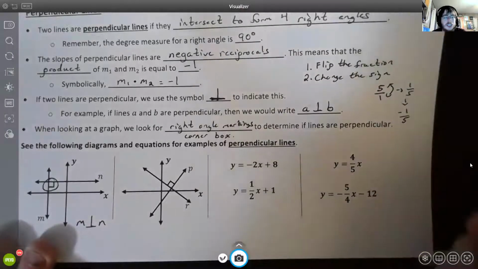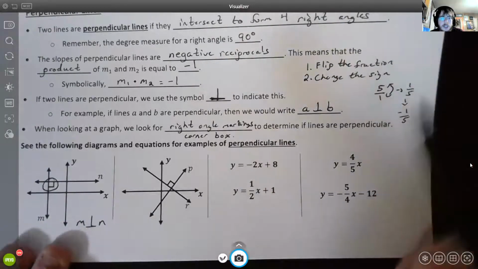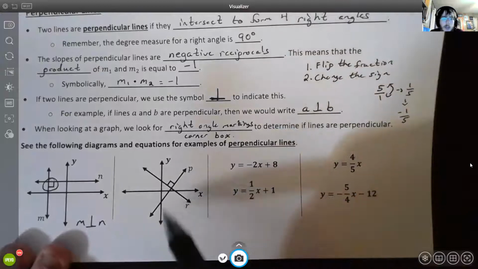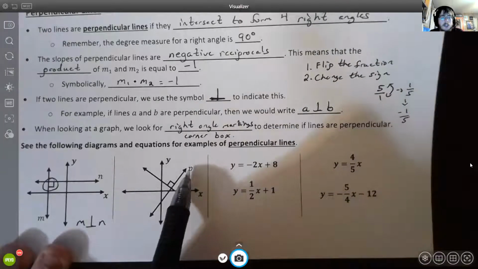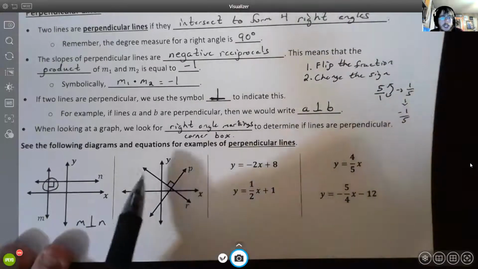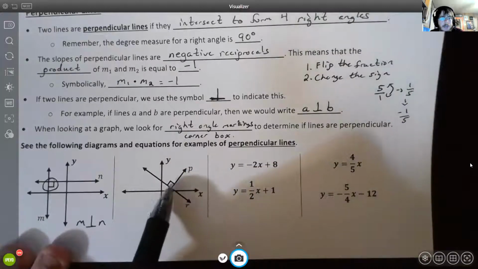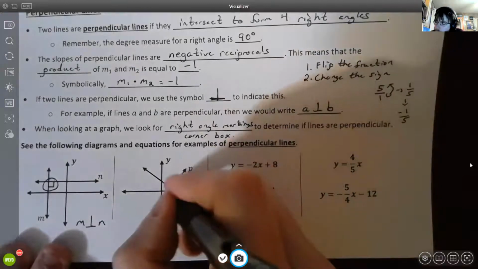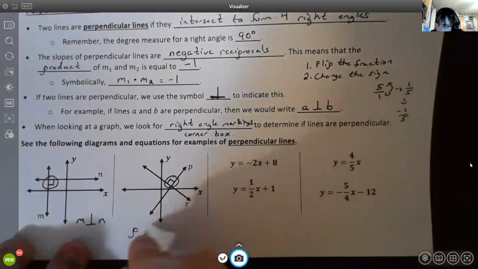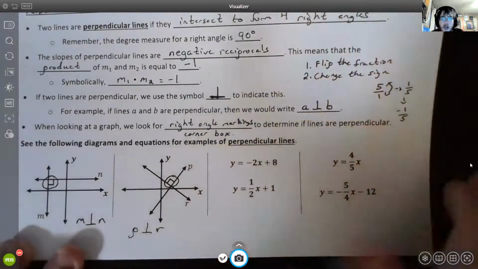All right. Similarly, if we look at this second diagram, we see lines P and R. They intersect here, and they have a right angle marking, a corner marking there. So that corner marking indicates that P is perpendicular to R.